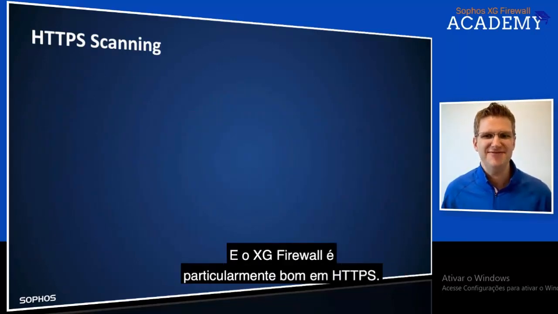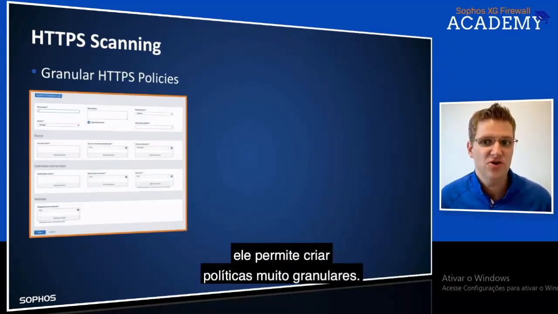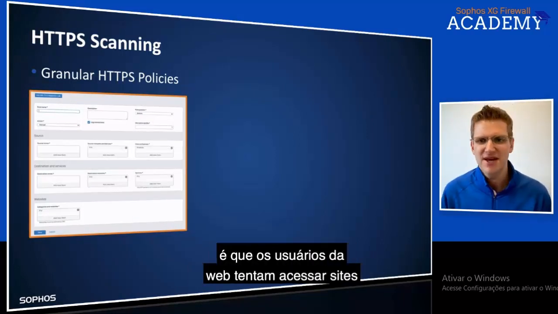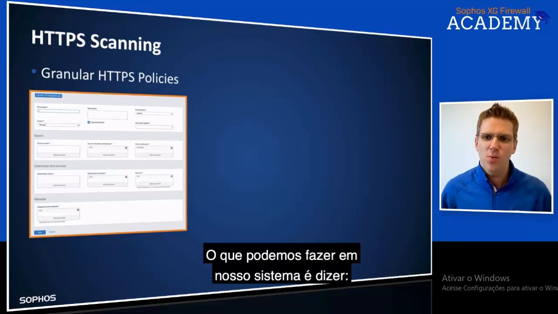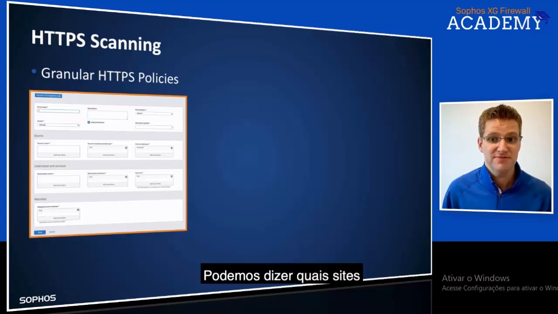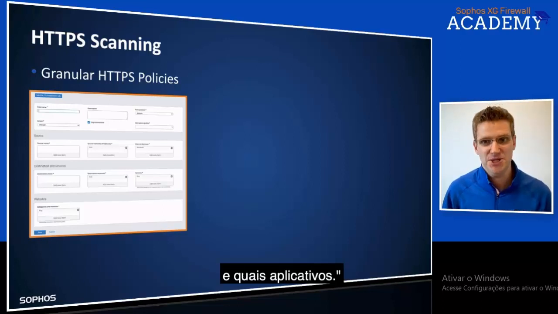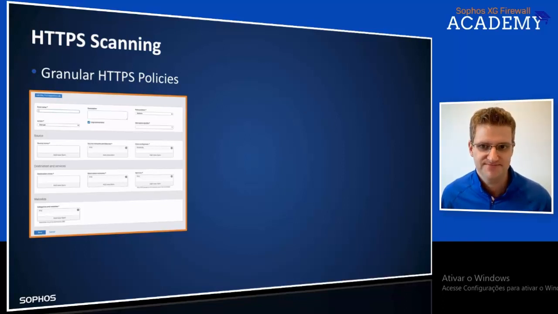And the XG firewall is very, very good at HTTPS. Firstly, it allows you to create very, very granular policies. So a lot of the reasons that people would turn HTTPS scanning off is that web users are trying to go to websites and they found that they can't get through for whatever reason. So what we can do in our system is say, well, we can be granular with our policies. We can say what websites will have HTTPS scanning enabled, what category of websites, what users will have it enabled, what source networks will have it enabled, what destination networks will have it enabled, and what applications. So you can really tune into where you do and where you don't enable HTTPS scanning.